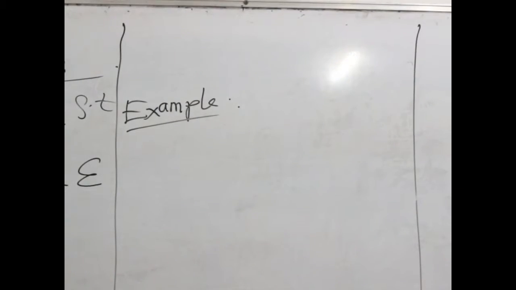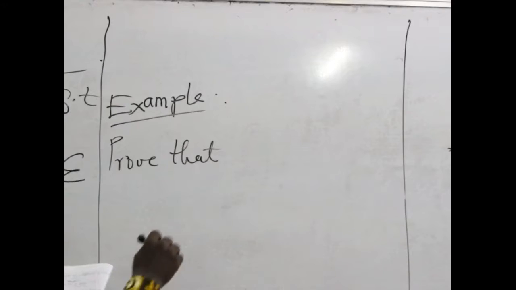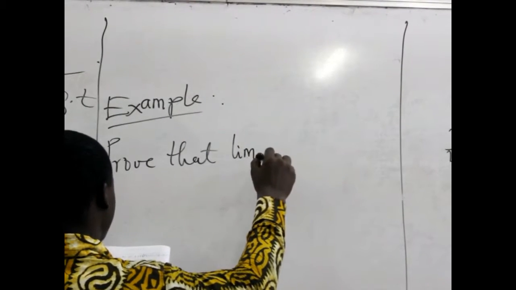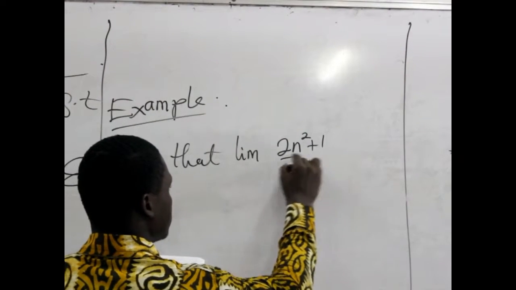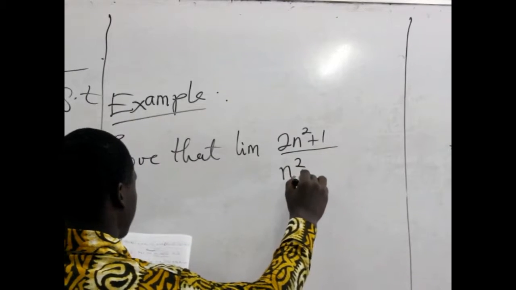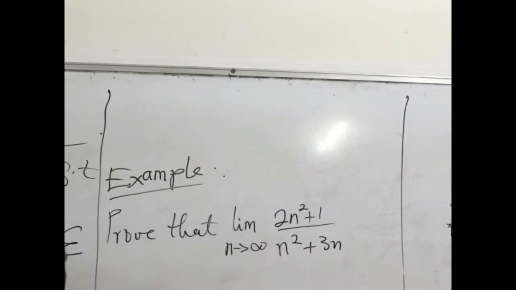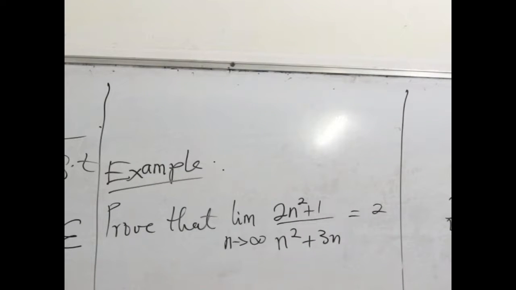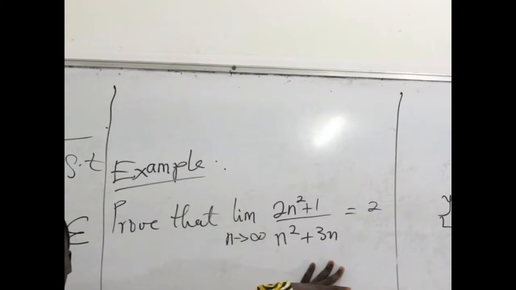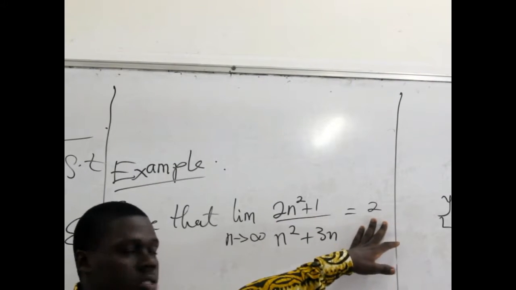Alright, so prove that the limit of this particular sequence, which is 2n squared plus 1 divided by n squared plus 3n as n approaches infinity, is equal to 2. Now, the requirement of this particular question is not for us to find the limit of the sequence, because here the limit of the sequence has been found already, and it is given as 2.